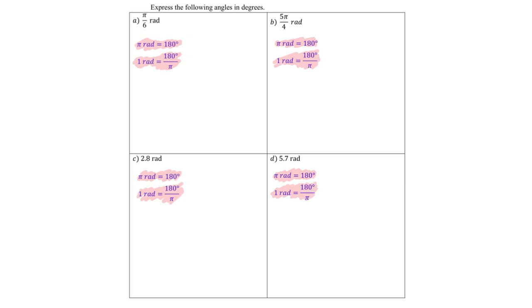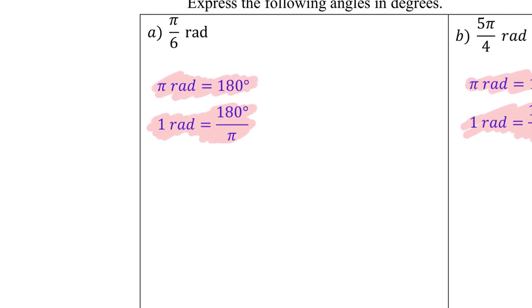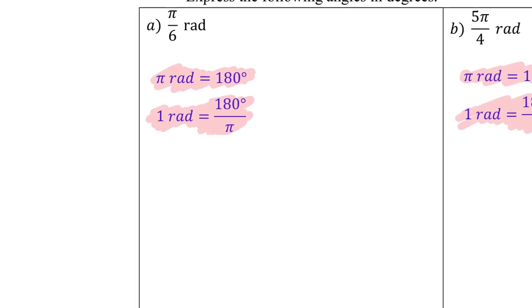Then, now zooming in, what will be my pi over 6 radian? What do I do on both sides? Yes, I multiply by pi over 6. And that will give me 30 degrees.